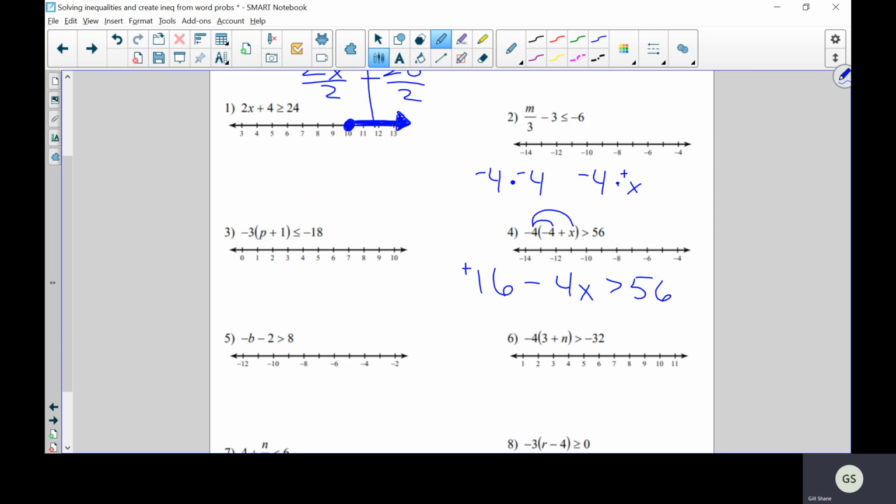The rules for division are the same as the rules for multiplication. So if a negative times a negative is positive, then a negative divided by a negative is also a positive.